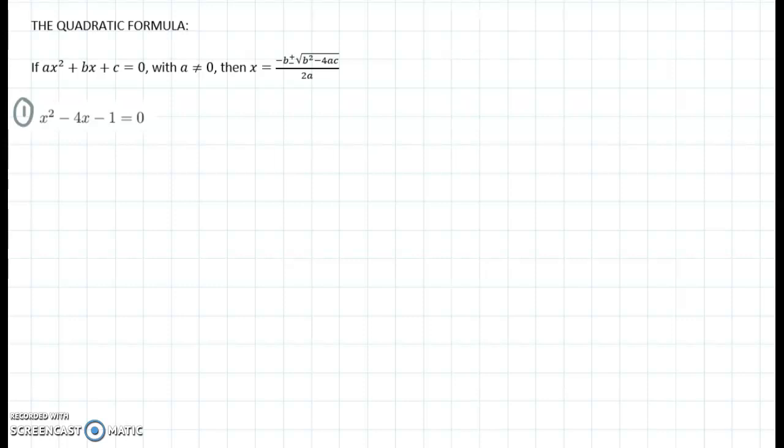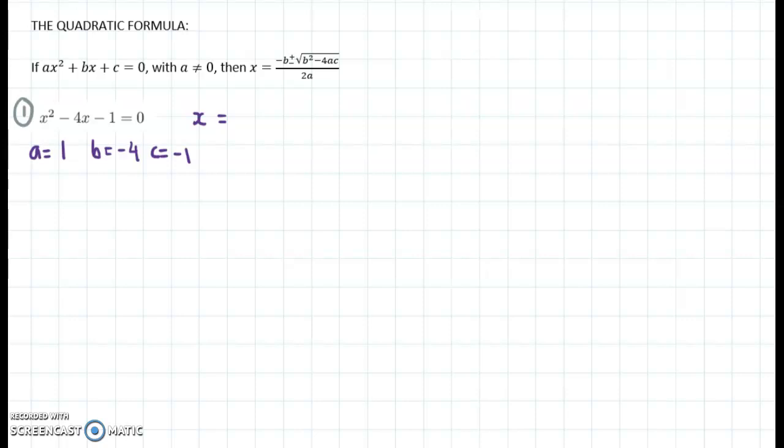We know that they can be 2 or 1, or it could be that there are no solutions, such that if we substitute them in the original equation, the result is 0. We are going to apply the quadratic formula. So let's write over here what the values of a, b, and c are. A is 1, b is -4, and c is -1.